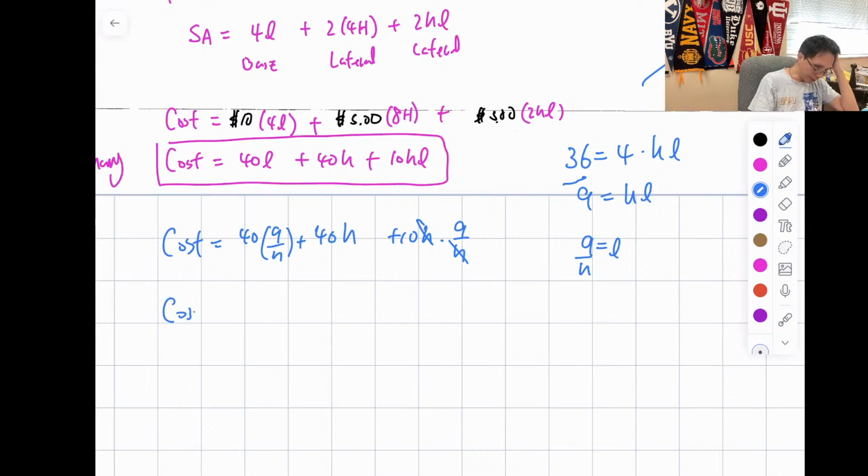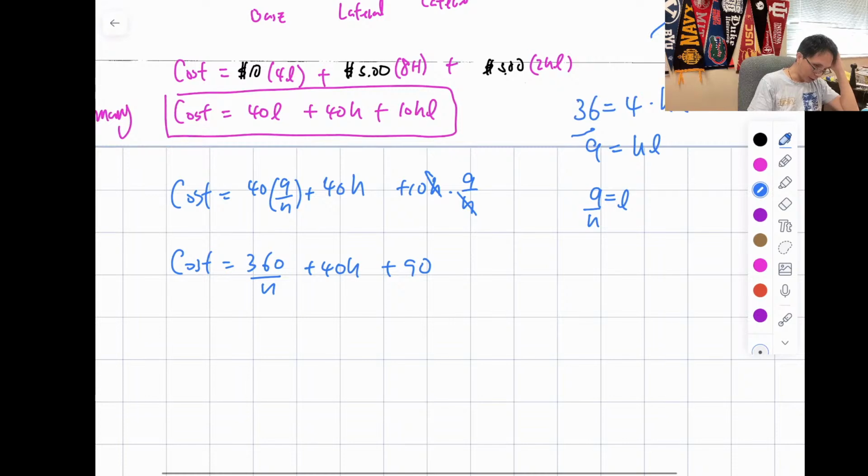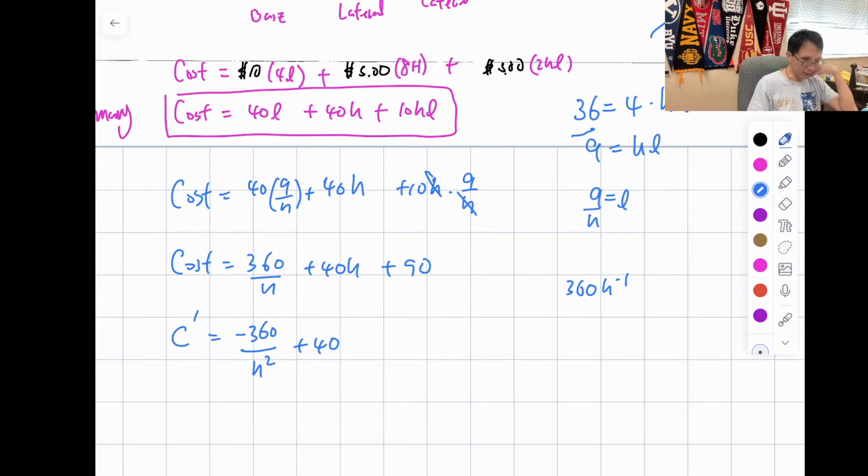So the cost is equal to 360 over H plus 40H plus 90. Now I'm going to take the cost derivative. So it'll be 360H to the negative 1, so that will be negative 360 over H squared. Is that okay? Plus 40, because 90 is going to go to 0.